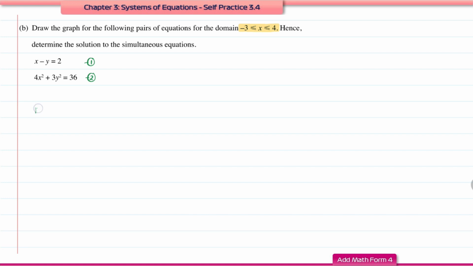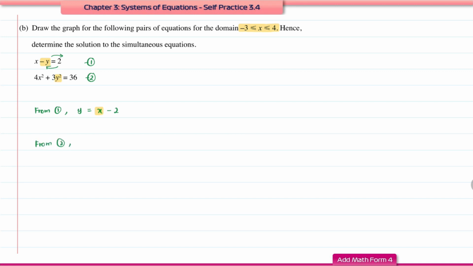For equation number 1, I'm going to make y the subject of the formula in order to find the coordinate y later on. I'm going to move this y to the right hand side and these two to the left hand side so that I get the positive y. So y is equal to x minus 2. Later on, you just need to substitute the x here with -3 until 4 in order to find the coordinate y.